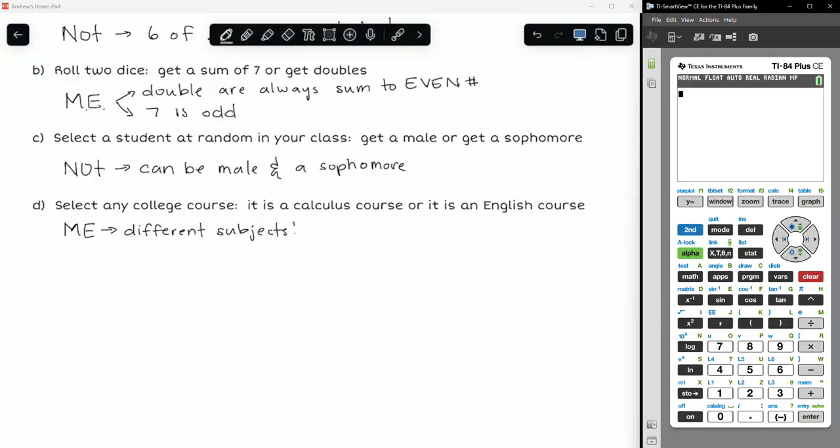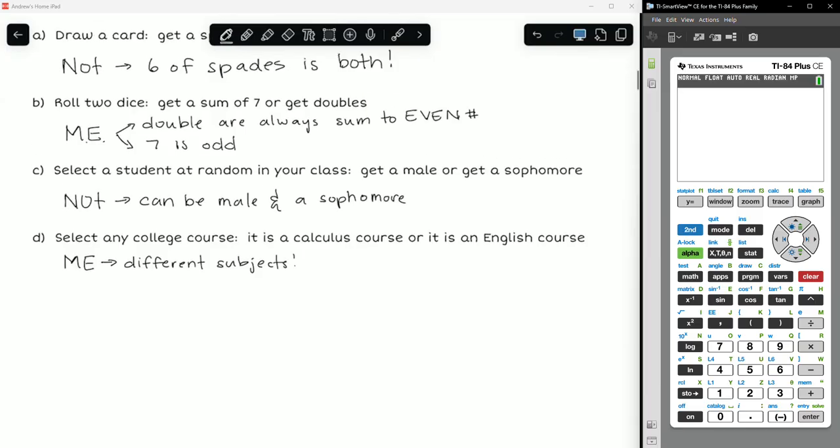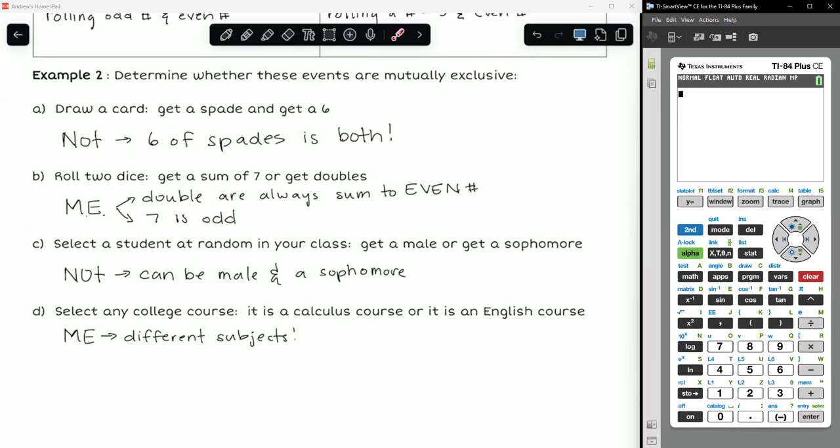The reason we're going over mutually exclusive is because whether events are mutually exclusive or not depends on how we treat them when we start calculating probability. So in our fourth video for this week, we'll start seeing how this determination affects the math that we do.